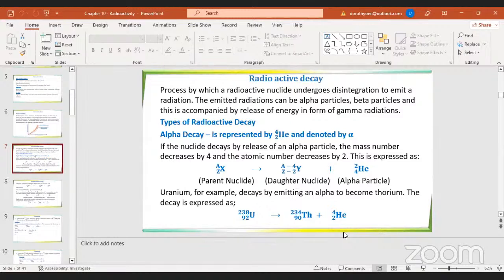Now, if you go to the left-hand side, the side of thorium and helium, if you add 234 plus 4, it will give you 238. If you add 90 plus 2, it will give you 92. In other words, they should balance on both sides. So that is the equation.